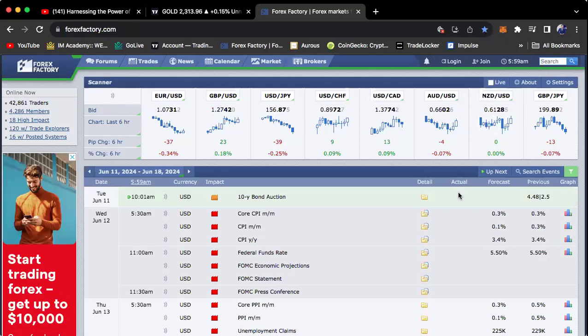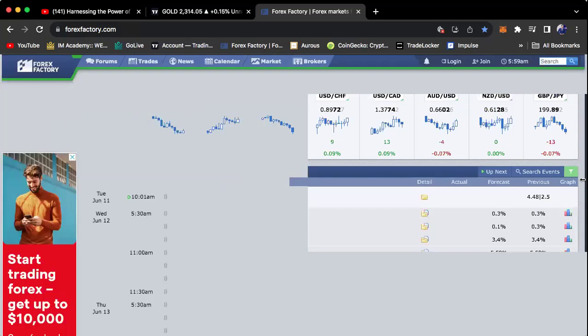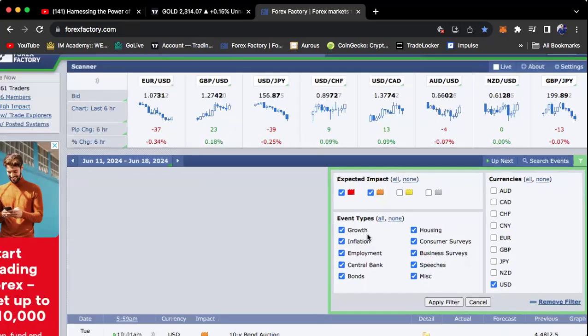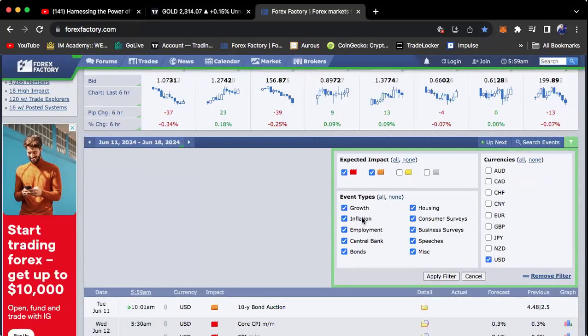There you go. All right, now for those that want to change your settings here, make sure you go to this green funnel, click on that green funnel, and then select the red and orange folder. Make sure you have all the event types selected as well, so that way you guys know about all the news events. And then the currencies, okay?